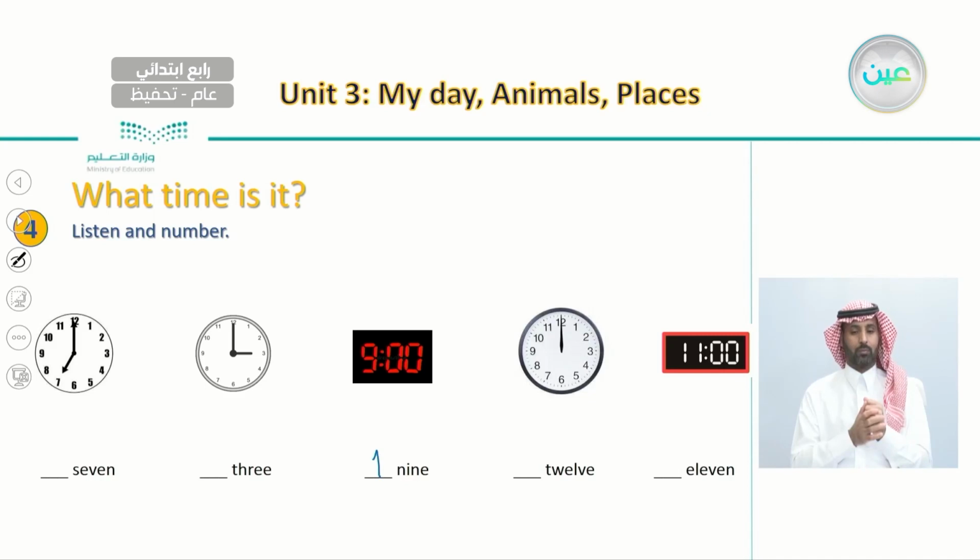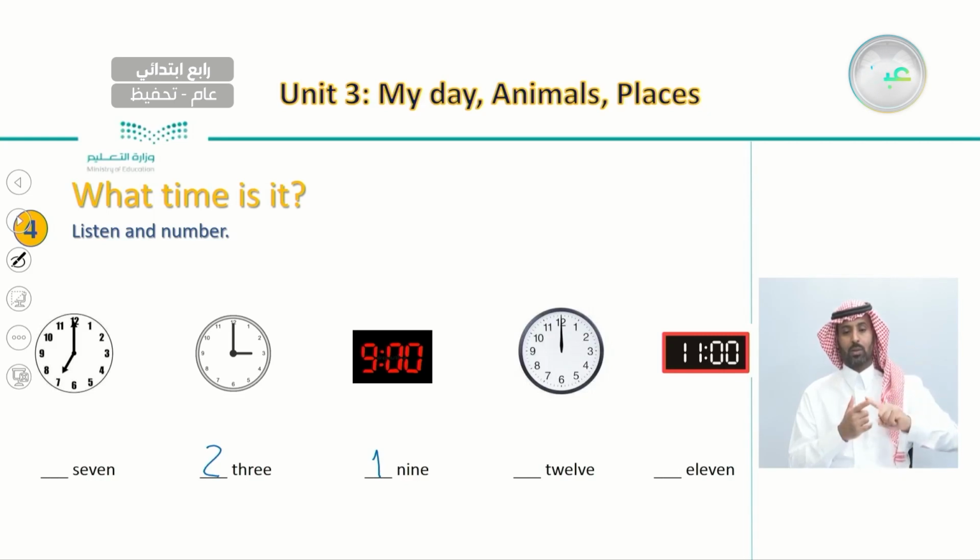The second number we have is 3 o'clock. So which one of these is 3 o'clock? It is this one. So here we go and write number 2. Now let's listen to the other time.